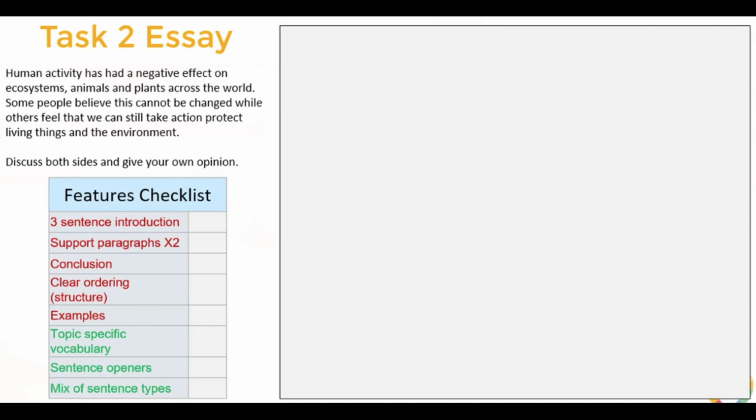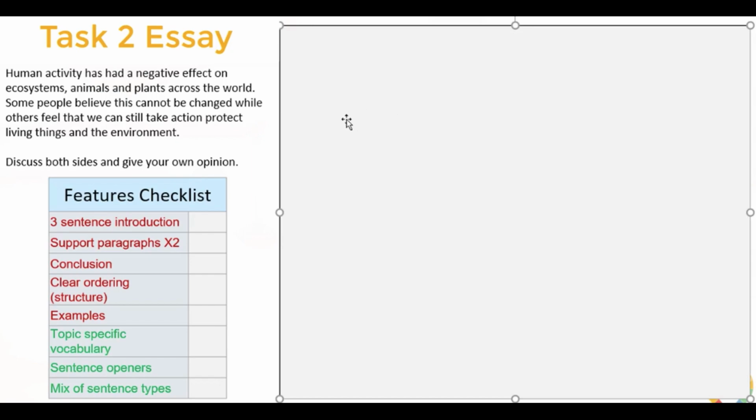To begin our task 2 essay, we will need to include our 3-sentence introduction paragraph. Now, we learnt about this a few lessons earlier, and if you can't remember exactly what the 3-sentence introduction is, I do suggest you go back and have another look. But quite simply, the sentences are paraphrase, plan, and outline. So that's what I will do to kick off my essay.